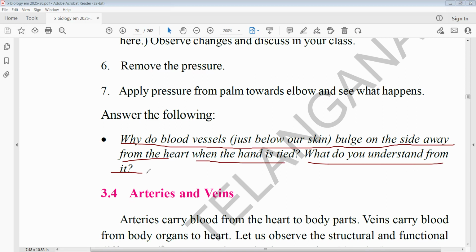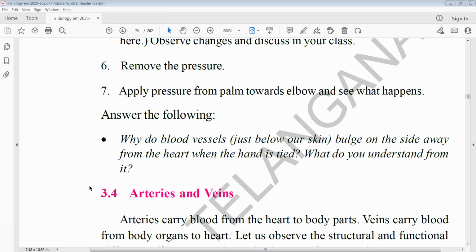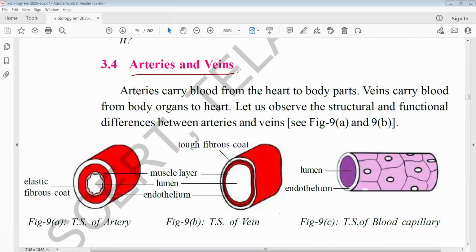Why do blood vessels bulge? When we tie above the elbow, blood will not reach the heart, so the blood deposits and remains in the blood vessel, and the blood vessel will bulge. Now, arteries and veins. The differences are important to know.